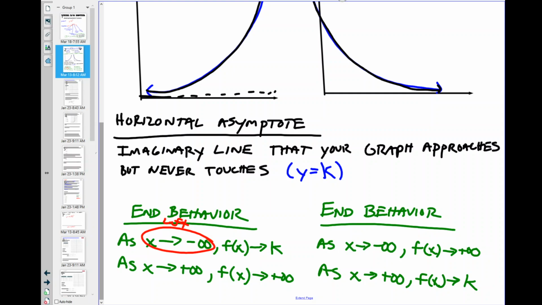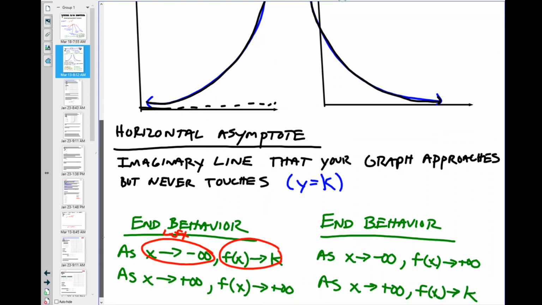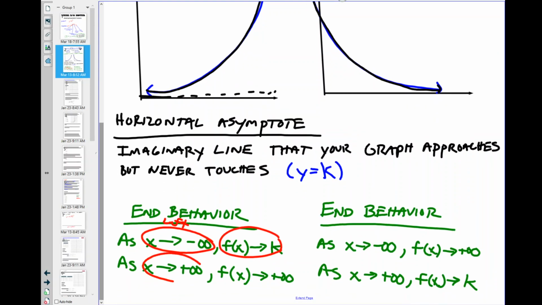When x is going to negative infinity, that means left, right? On a growth, what is the left arrow doing? Not just going down, but going down towards where? The asymptote. So that's why it says f of x approaches k, because we know the asymptote is going to be at k. What is the right arrow doing on a growth? So x going to positive infinity means the right arrow. It's going up to positive infinity.